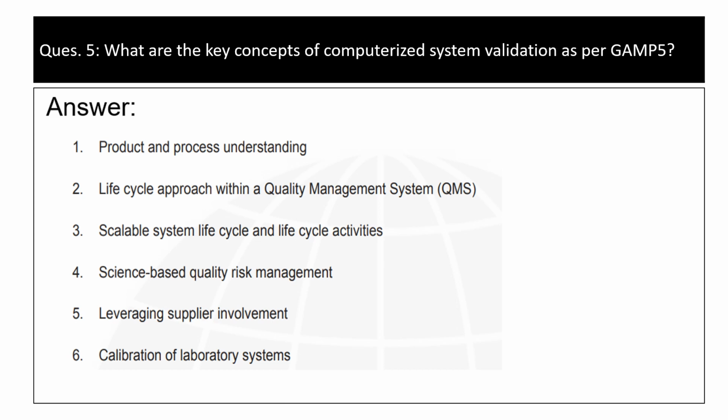Question number 5, what are the key concepts of computerized system validation as per GAMP 5? The answer: first, product and process understanding. Second, life cycle approach within a quality management system. Third, scalable system life cycle and life cycle activities. Fourth, science-based quality risk management. Fifth, leveraging supplier involvement. Sixth, calibration of laboratory systems.